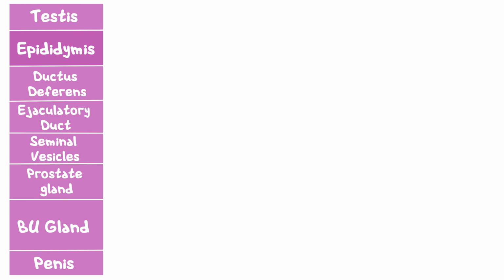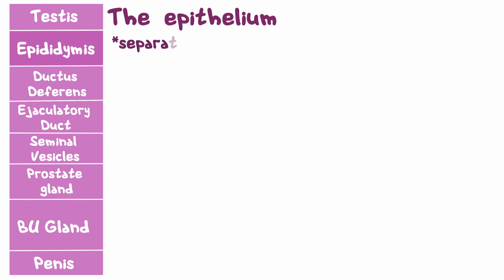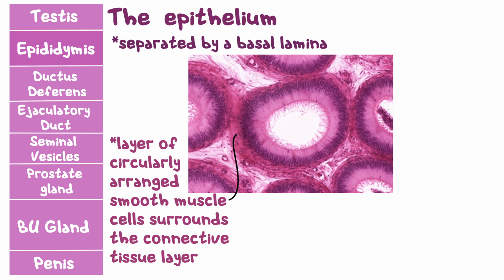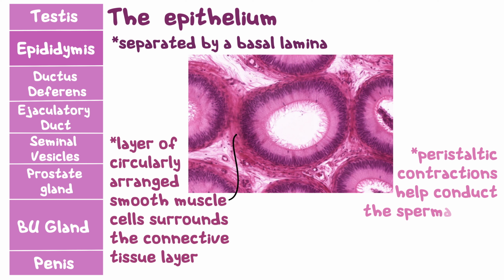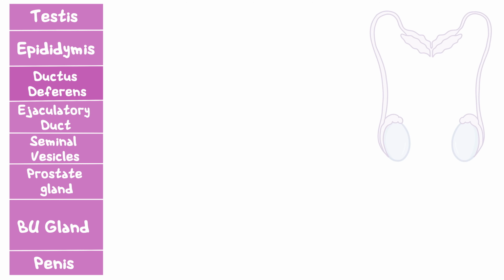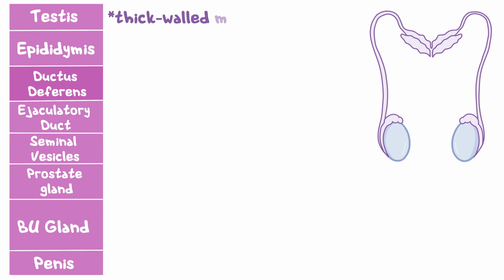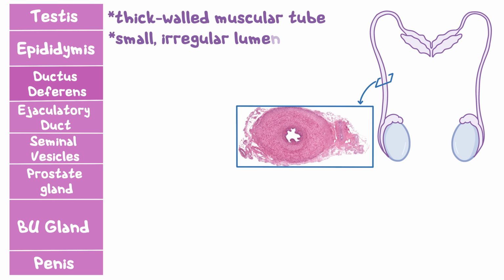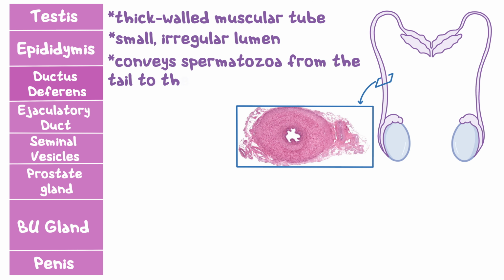The epithelium of the epididymis is separated by a basal lamina from the underlying loose connective tissue. A layer of circularly arranged smooth muscle cells surrounds the connective tissue layer. Peristaltic contraction of this layer helps conduct the spermatozoa to the ductus deferens. Each ductus deferens is a thick-walled muscular tube with a small irregular lumen that conveys spermatozoa from the tail of the epididymis to the ejaculatory duct.